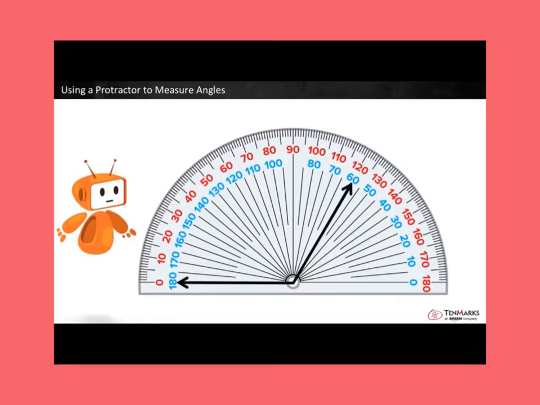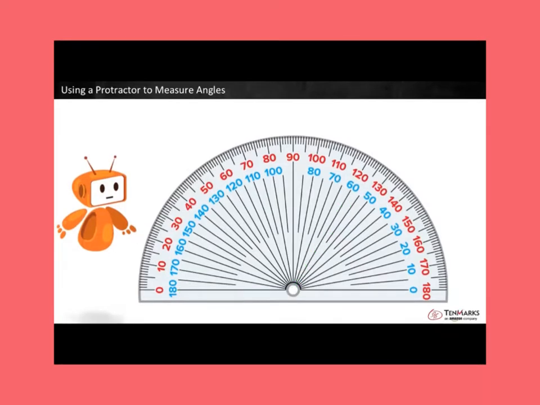One arm of the angle points at the 0 on the left, so we can look at the red numbers starting at 0. The other arm of the angle points at 120. To find how many degrees are between the arms, let's find the difference. 120 minus 0 is equal to 120. This angle is 120 degrees. 120 degrees makes sense since this angle is obtuse, or greater than 90 degrees. The other number this arm is pointing to is 60 degrees. 60 degrees would not make sense since this angle is obtuse.